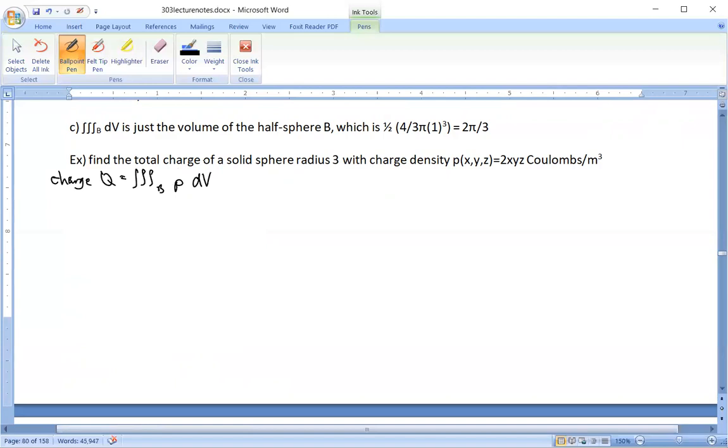And let's just double check the units on this. The density rho has units coulombs per meter cubed. And then dV is a small bit of volume, so its units are meters cubed. Multiply those together, and you'll just get coulombs, which is your charge. So we know the basic idea for the integral. Now we've got to sort out exactly how to set it up.